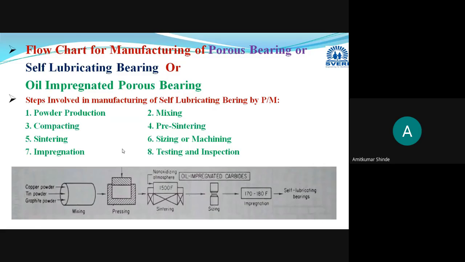Just draw that diagram. I will wait for a few minutes here, and after completing it, please mention that in the chat box. You have to draw it according to the changes which I have suggested. At first add the powder production stage, then pre-sintering and sintering will be there, and after the impregnation process testing and inspection will be there, and at the end your final component will be there.